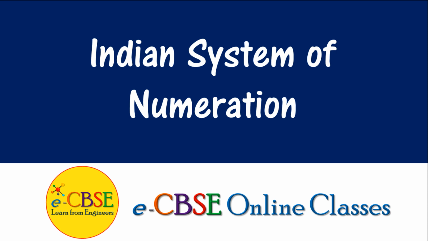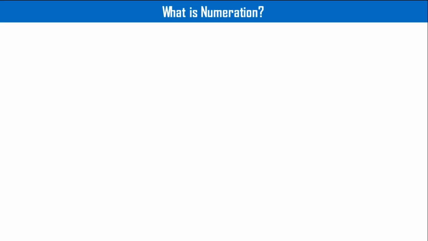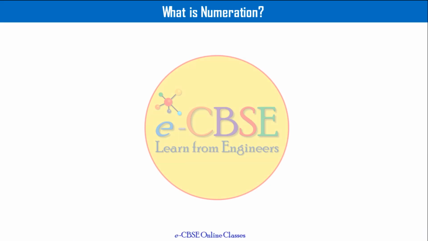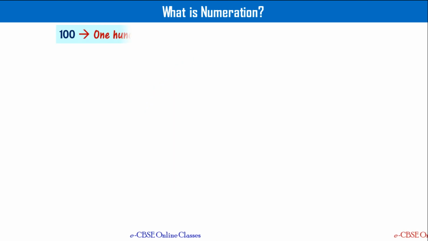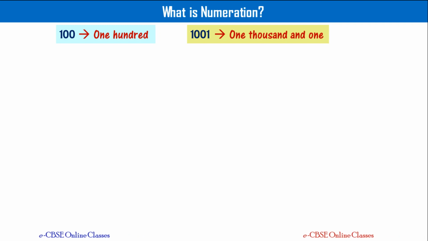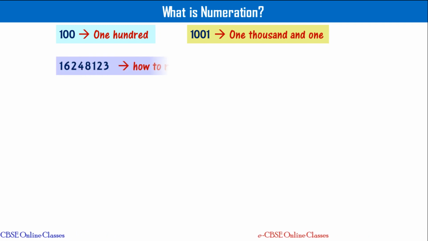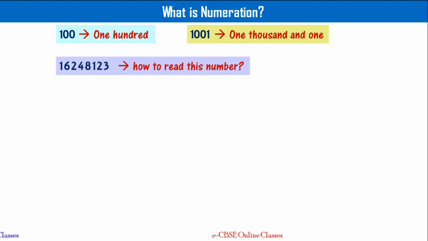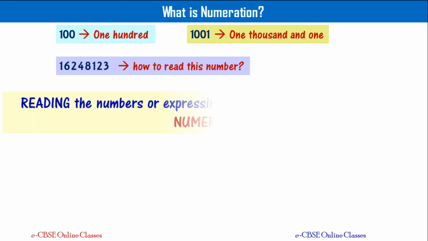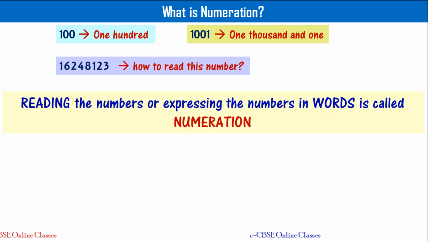Let's learn about the Indian system of numeration now. What is numeration? We read this number as 100, this one as 1001. Let's say that you are given a number that has got digits 16248123. How to read this number is the question. Reading the numbers or expressing the numbers in words is called numeration.